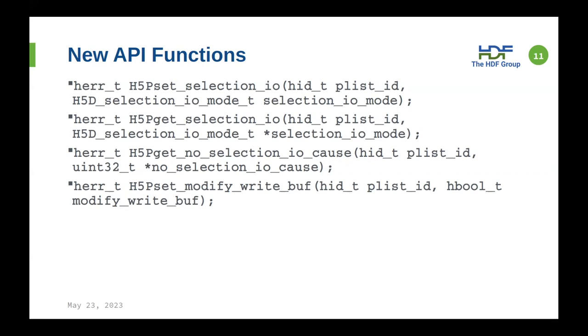Are you trying to use collective IO? No, I just want to understand how to use this new API properly. Right. I would say read the reference manual entries, but mostly if you want to use selection IO, all you have to do is call this one with selection IO mode on. And then if you're doing type conversion, you need to make sure that the buffer is large enough, or you can do it in place.